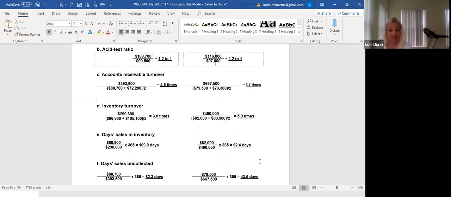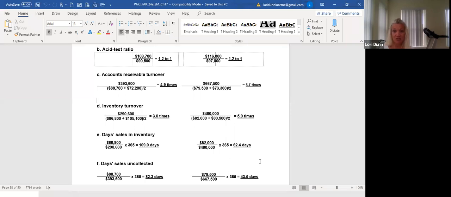Ball Company does the same computation. Their ending accounts receivable, 79,500. Sales for the year, 667,500, times 365. They collect their money within 43.5 days. So it takes Ball Company about a month and a half to collect their money. It takes Fargo almost 3 months from the day of the sale. You think about 3 months is about 90 days.